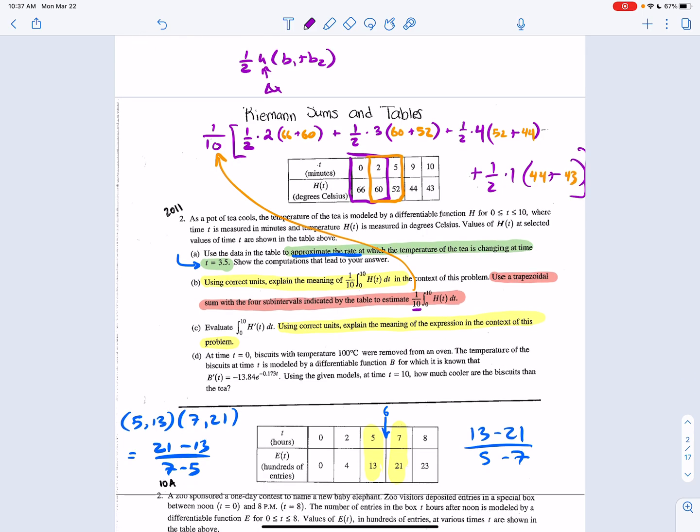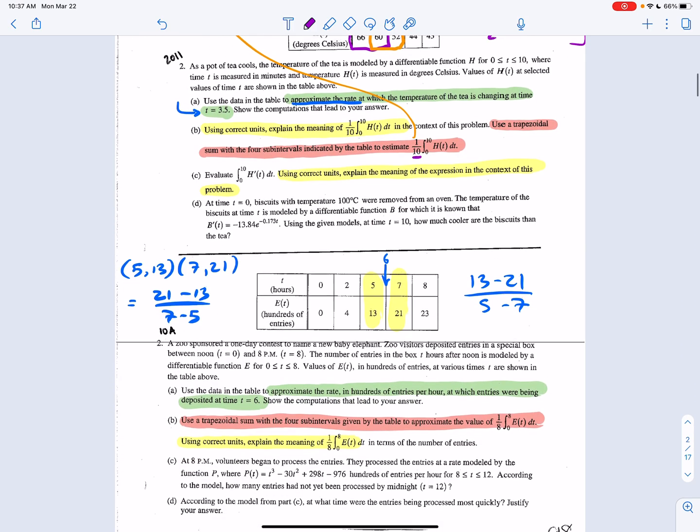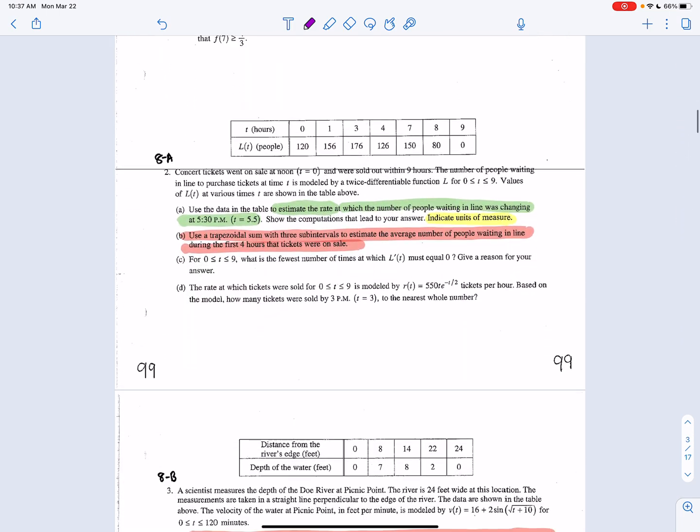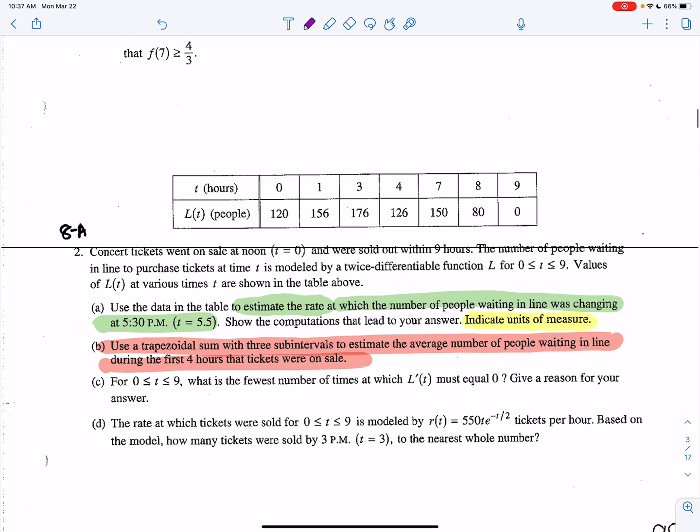So we're going to look for one that says indicate units of measure. Okay, let me see if I can find that real quick. Okay. So the first occasion is right here, indicate units of measure. Basically, you get a point just for getting the units right.